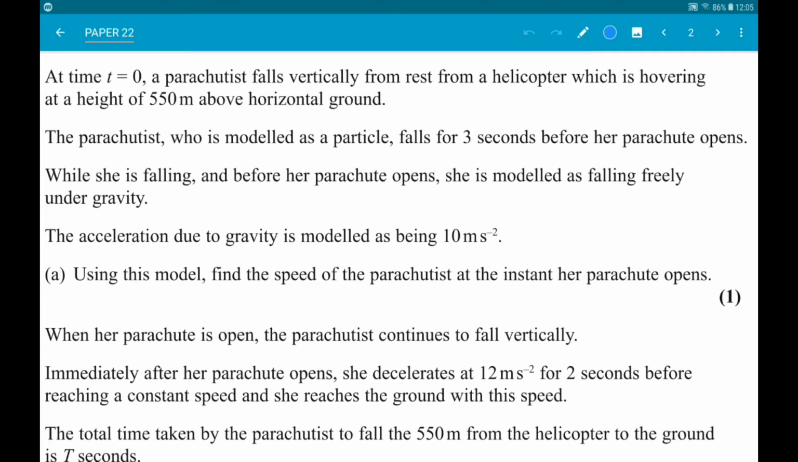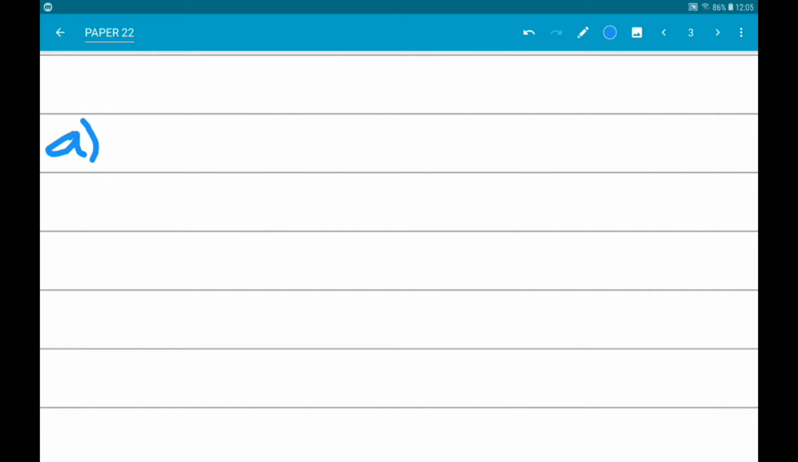Part A. Using the model, find the speed of the parachutist at the instant the parachute opens. Okay, so she's starting at rest and accelerates by 10 meters per second every second. So her speed is 3 times 10 meters per second, so 30 meters per second.